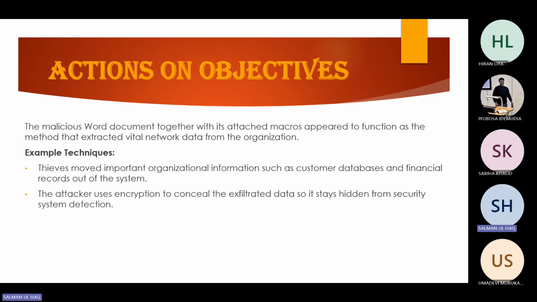The final stage in the cyber kill chain is actions on objectives, where the attacker achieves their intended goals. In the case of the malicious Word document, the objective was to extract sensitive organizational data, such as customer databases and financial records. The attacker often uses encryption to conceal exfiltrated data, preventing it from being detected by security systems during the transfer.